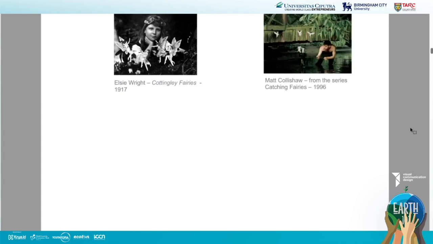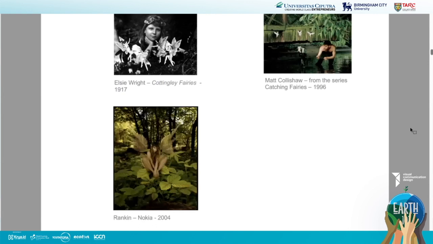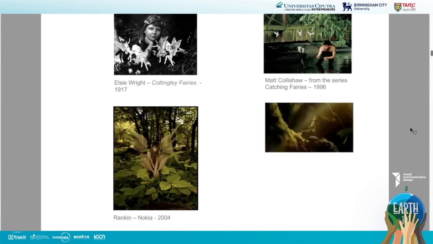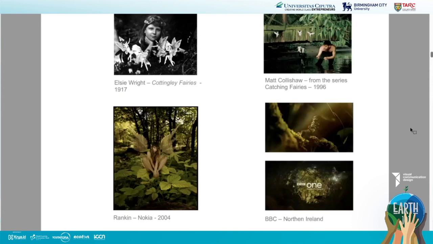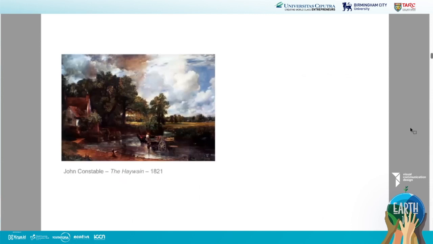So this is Matt Collishaw from his photography series, Catching Fairies. Or you have it being reused by Nokia and photographer Rankin to sell phones. Or you actually have the BBC in Northern Ireland using the same ideas of what are fairies. So the fact that we have these original sources means you can take the idea, the concept, you can appropriate it and put it into other forms, whether it's Matt Collishaw's fine art or Nokia's to sell phones or to promote channels on television. That becomes interesting.